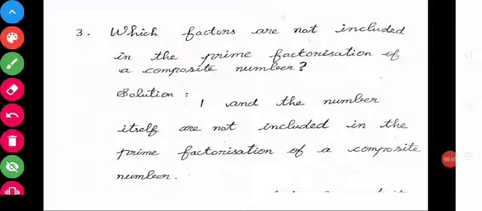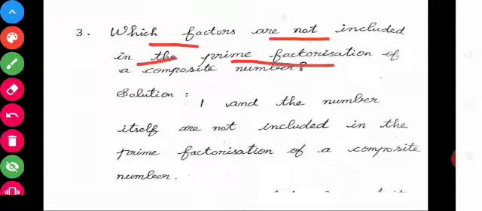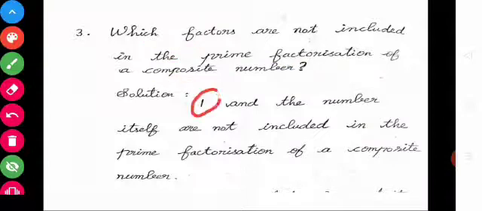Which factors are not included in the prime factorization of a composite number? See the solution. 1 and the number itself are not included in the prime factorization of a composite number.